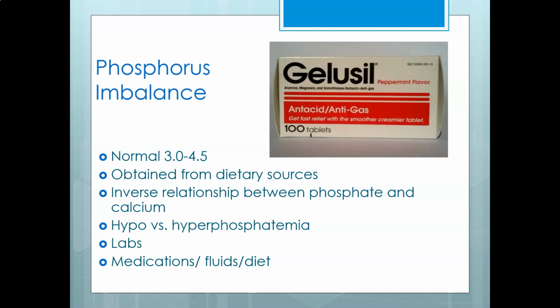Phosphorus imbalances are not really covered as much because there's such an inverse relationship between phosphate and calcium. Our book at this time doesn't even cover it, so we're not going to be concerned with phosphorus imbalances at this time. We will look at them more closely when they appear with different disorders.